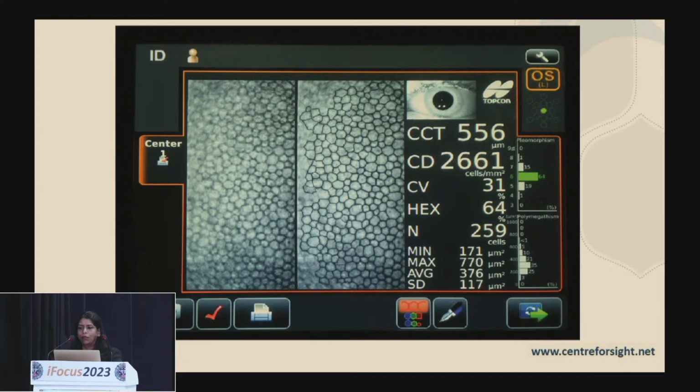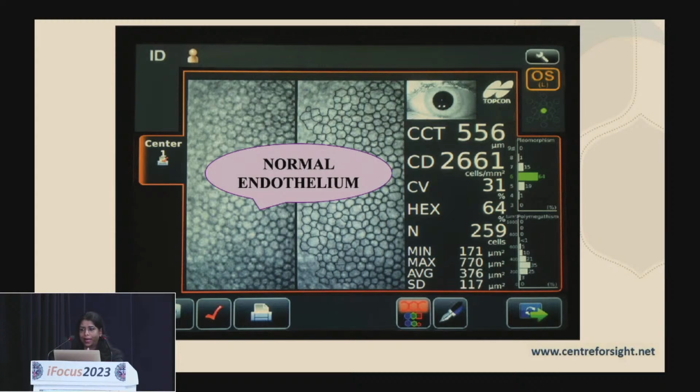Again, I want a volunteer who will read this specular for me and tell me what the diagnosis is. So anybody? CCT is 556. Does it look normal to you all? Cell density is 2661. Coefficient of variation is 31, which is less than 33. And hexagonality is 64%, which is more than 50%. So that means the diagnosis is normal endothelium, yes.